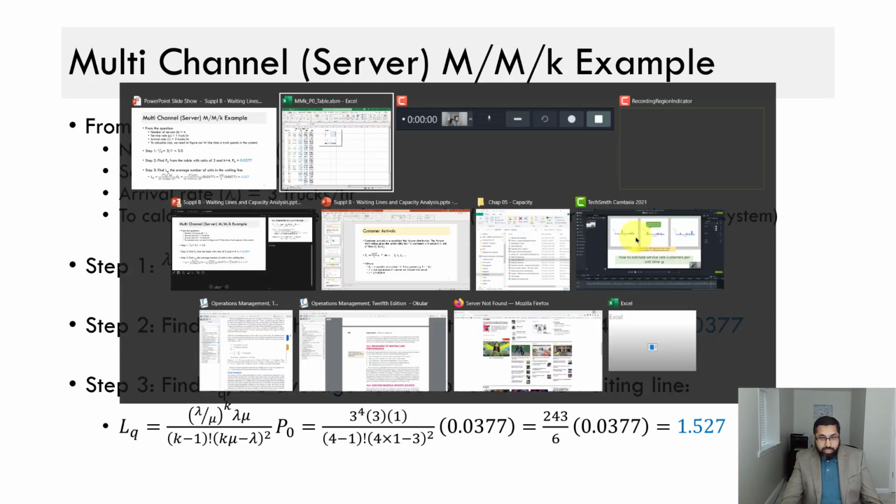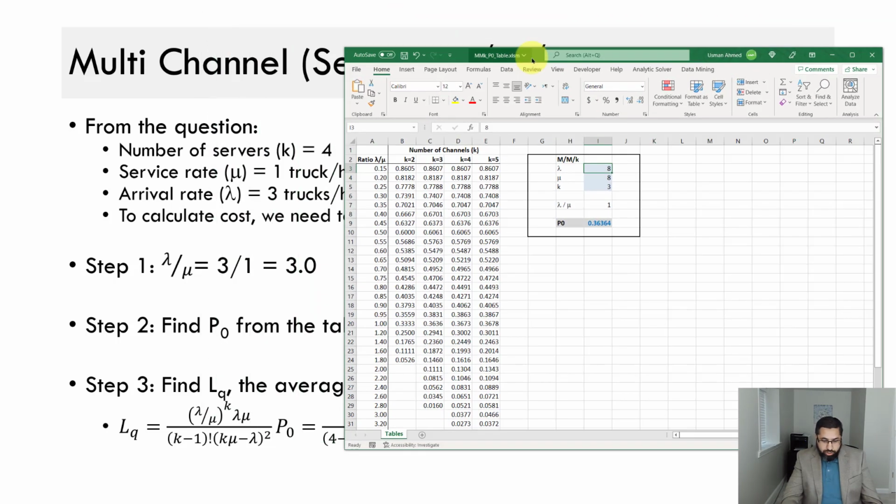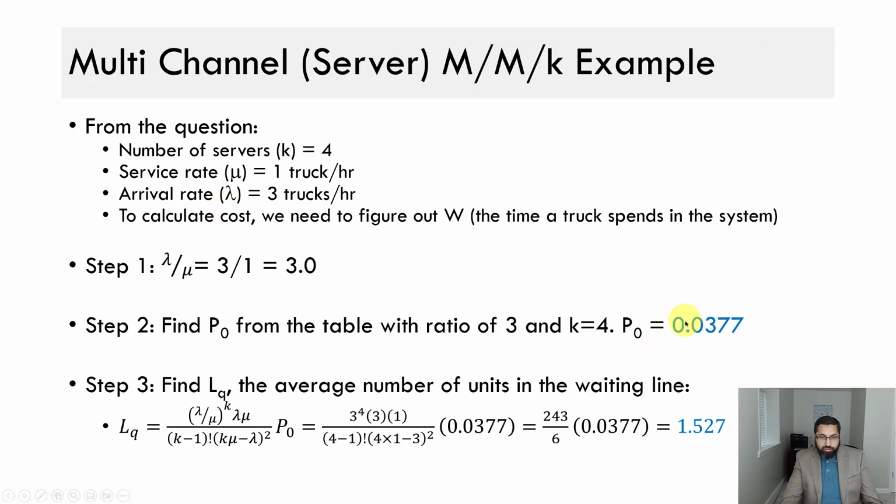We can also use the Excel file that we had. So we know that lambda, the arrivals, are 3 trucks per hour. We can serve 1 truck per hour, and we have 4 serving channels or bays, and so we get P naught 0.0377. The same thing we got from the table.